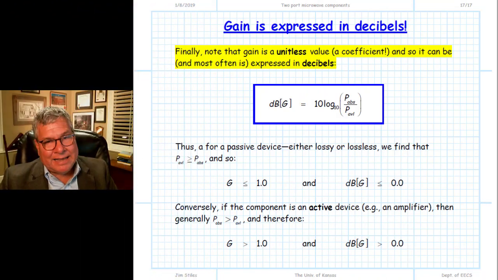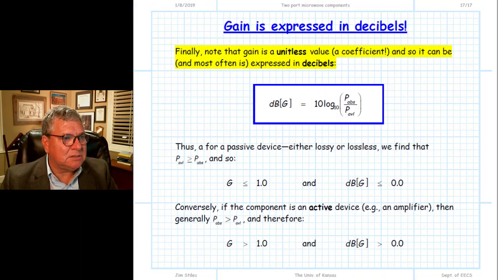Finally, we point out that the gain of most microwave devices is expressed with the decibel operator. The decibel operator is simply an operator on the gain. The argument of the decibel operator must be a coefficient. It must be unitless. And it is simply 10 log 10 of this unitless value, the gain. In this case, if we define the gain as the ratio of the absorbed power to the available power, then it is 10 log 10 of that ratio.